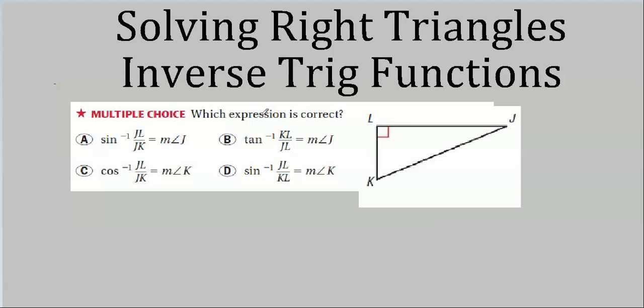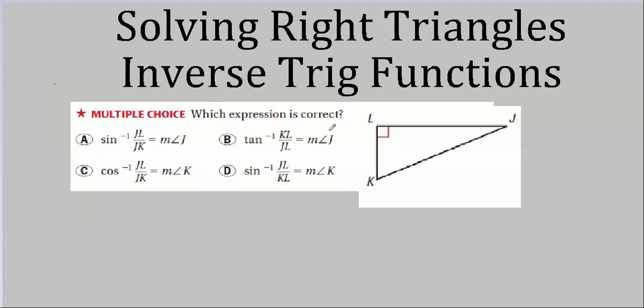Now, which of these expressions would be correct? We want to figure out the measure of angle J. Well, the sine of angle J here would be opposite LK over KJ. So the inverse sine of that would give us the angle. What we want is KL over JK. Well, we got JK here, but that doesn't look like LK to me. So this doesn't look right.